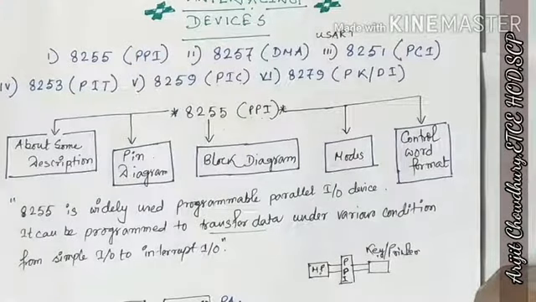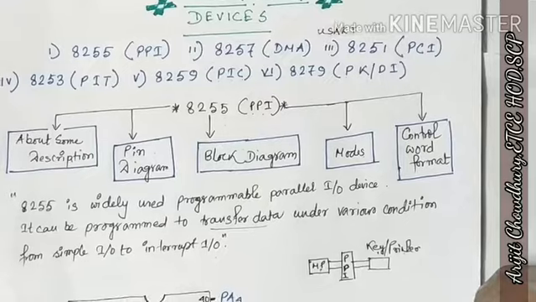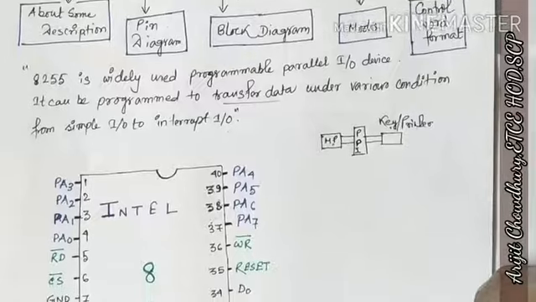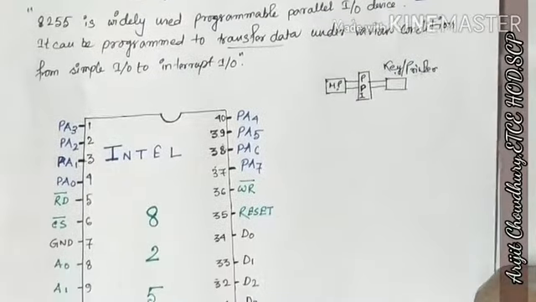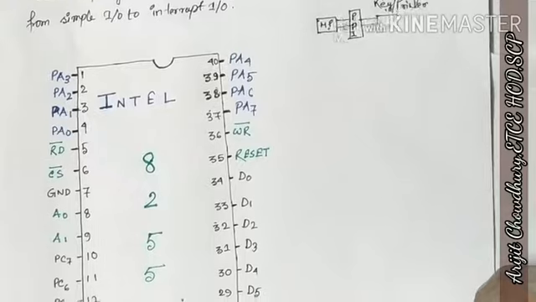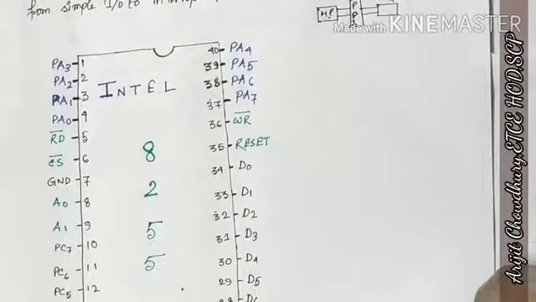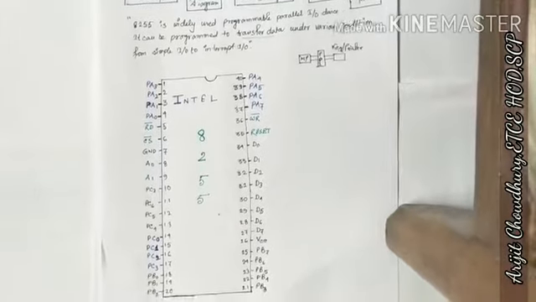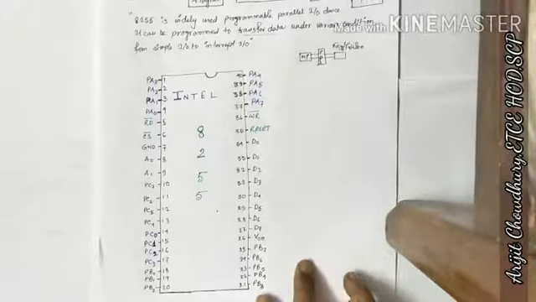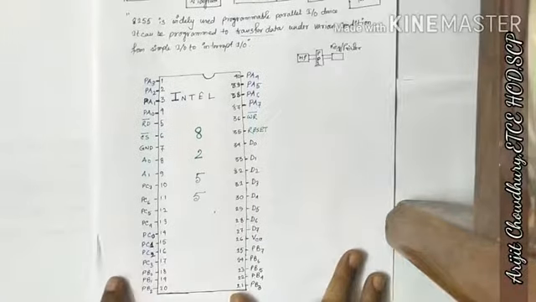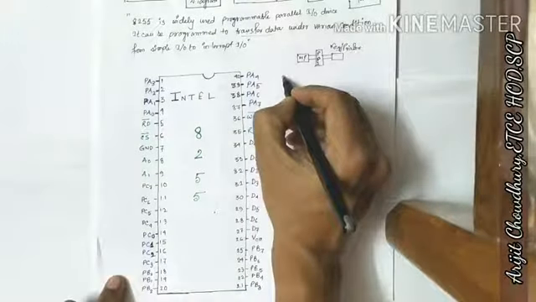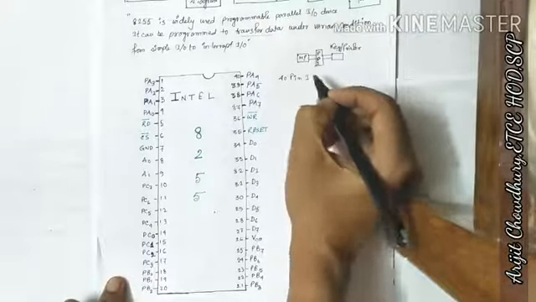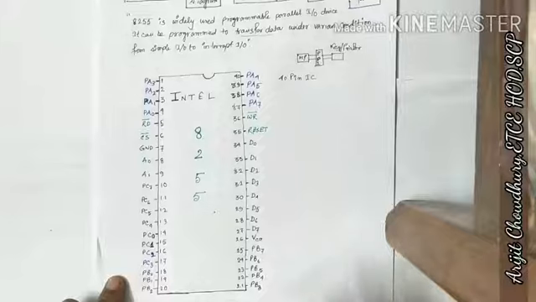So now we are discussing the pin diagram of 8255. This is the pin diagram of 8255. This is a 40 pin IC. There are several ports.